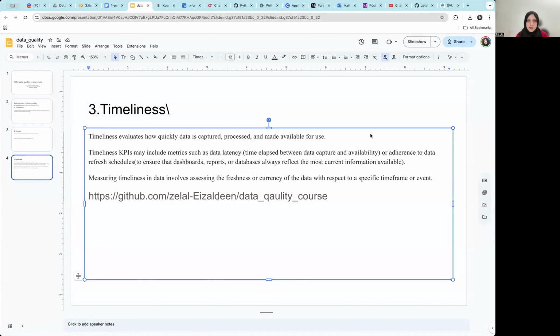Let's complete talking about data quality with the timeliness measurement. Timeliness evaluates how quickly data is captured, processed, and made available for use. Timeliness key performance indicators may include metrics such as data latency or adherence to data refresh schedules. Measuring timeliness in data involves assessing the freshness or currency of the data with respect to a specific time frame or event.